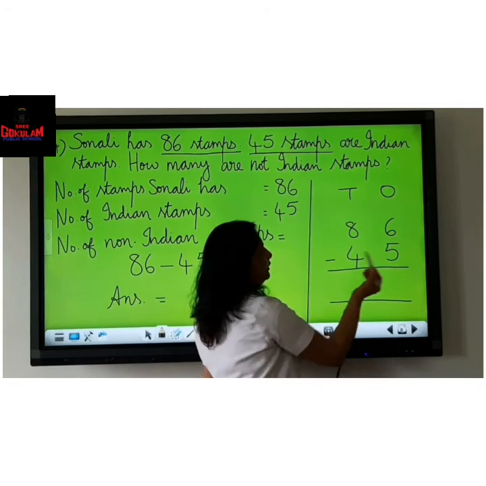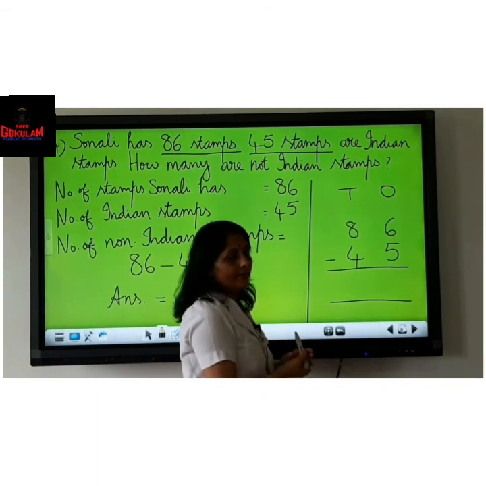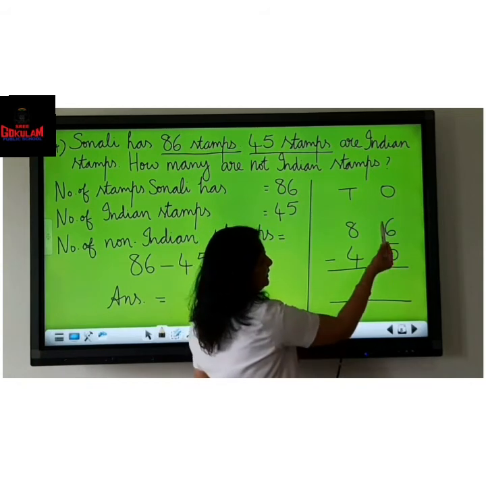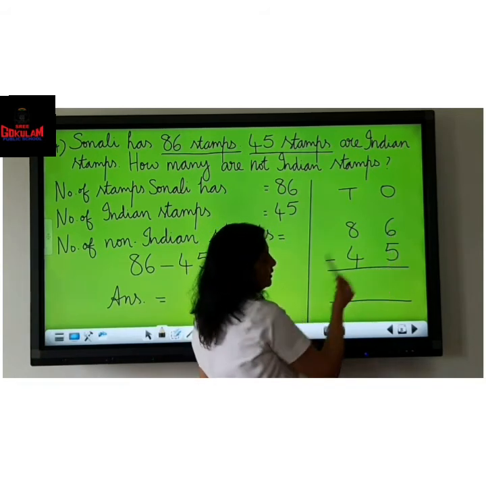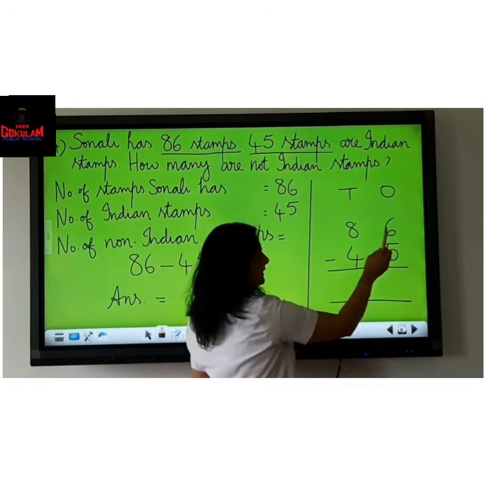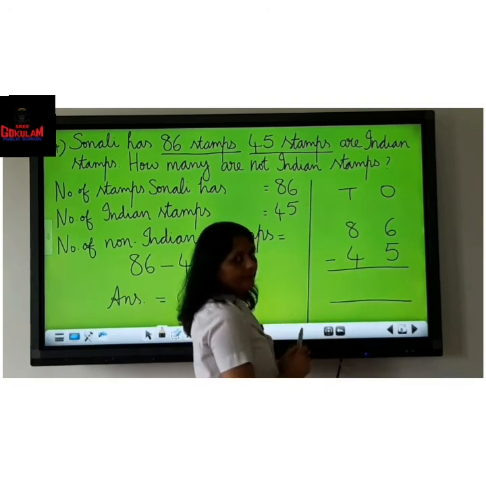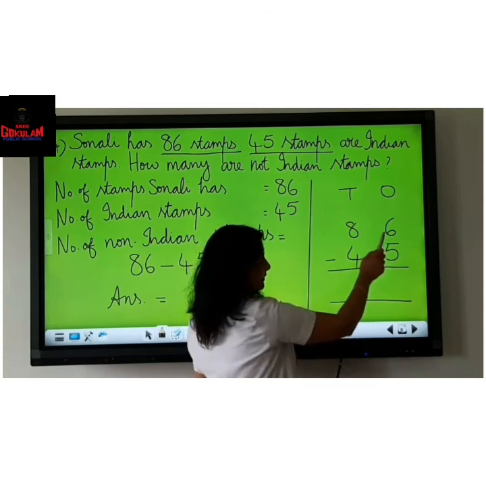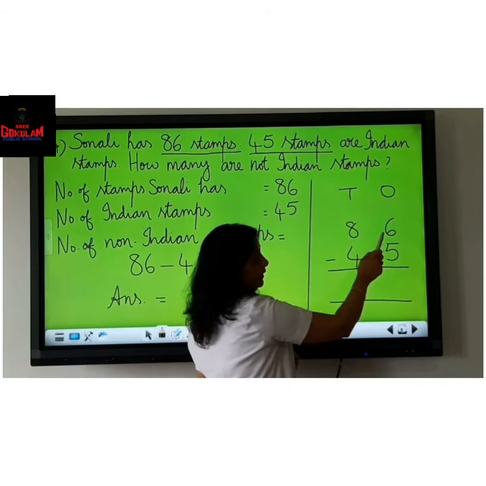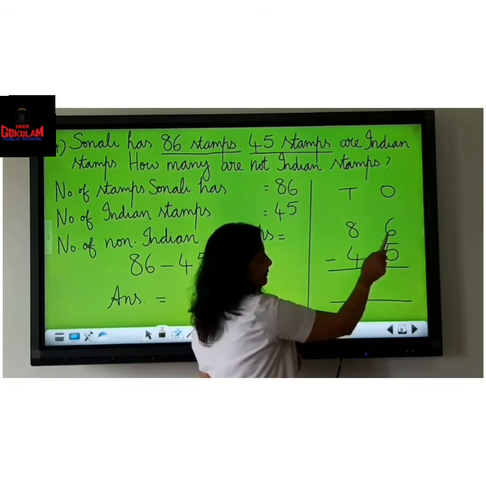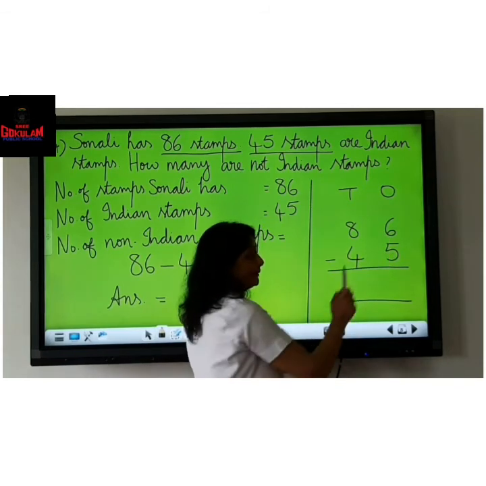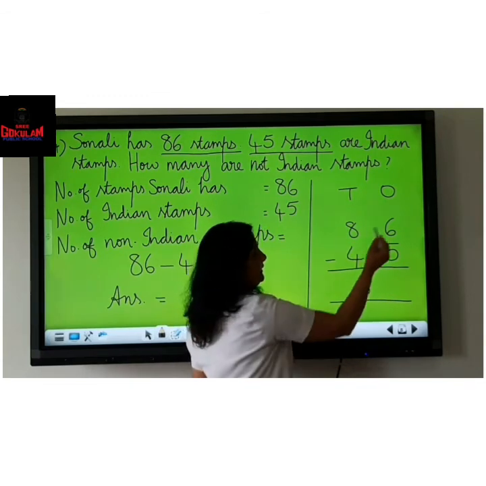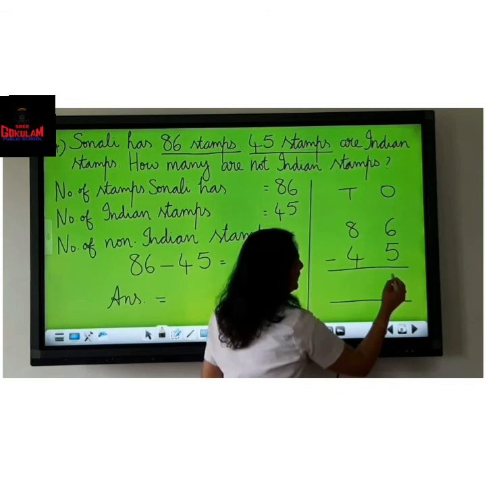86 minus 45. Always begin from the ones place. Ones place, which are the numbers 6 and 5. 6 is bigger than 5. Can we subtract 5 from 6? Remember, 6 is a big number. You can subtract a small number from a big number. So, we can subtract 5 from 6. No need of borrowing. So, 6 minus 5. What is 6 minus 5?